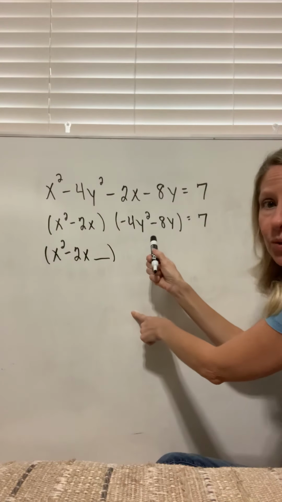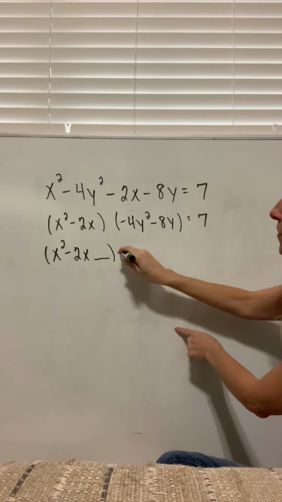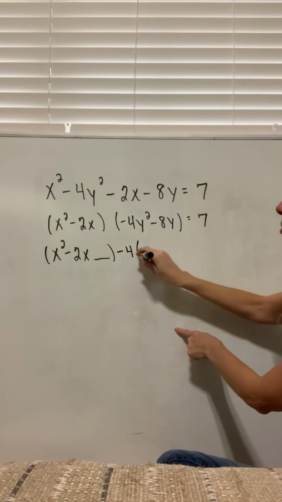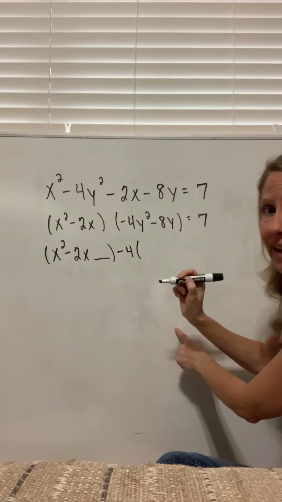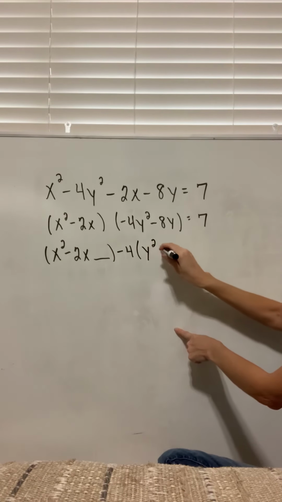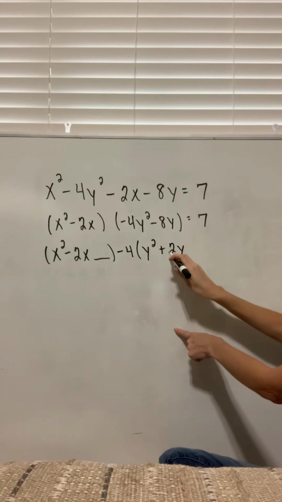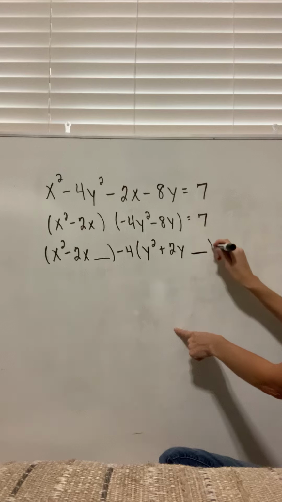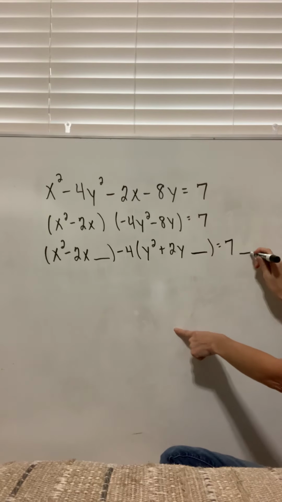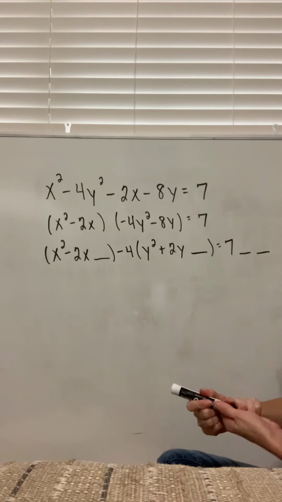Now on this next one, for the y, what we have to do is make this a 1, so we're going to factor out a -4. Now remember, factoring is like dividing. So when you divide out a -4, you get y squared plus 2y, because a negative divided by a negative is a positive. We put a blank, equals 7, and we have 2 blanks out here to the right as well. So now this is where we complete the square.